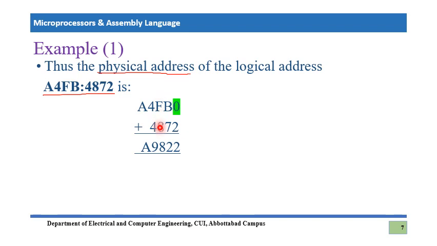So 1 plus 8 is 9, and this F indicates 15. So 9 plus 15 becomes 24, and in hexadecimal it becomes 1 8. So 8 comes here and 1 goes to carry. Similarly, 1 plus 4 is 5, 5 plus 4 is 9, so 9 is here and A will remain the same.